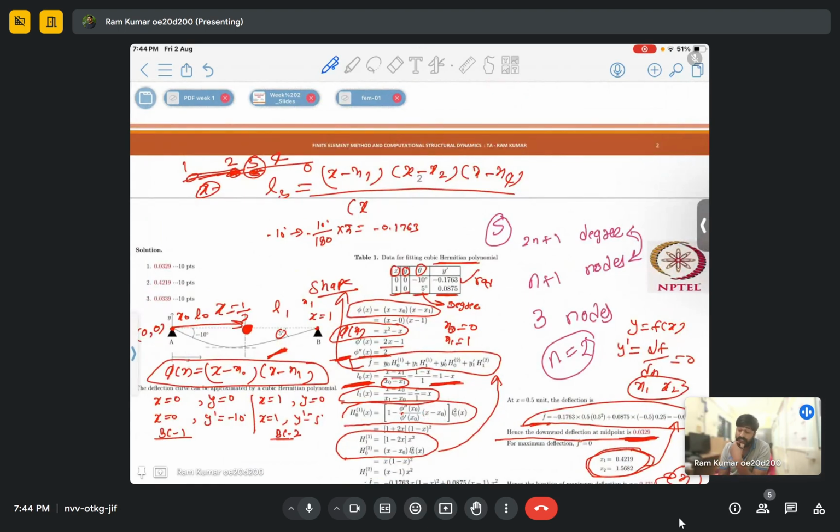Right now they are starting to teach basics, but next week, I think this week itself, like the third week, he is going to start the weighted residual method. Then 1D, then 2D and 3D. It will go like this. Then at the last, CSD, computational dynamics.